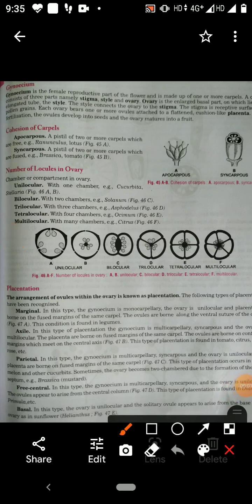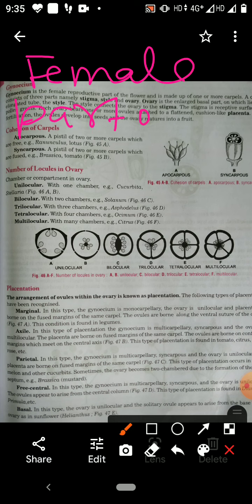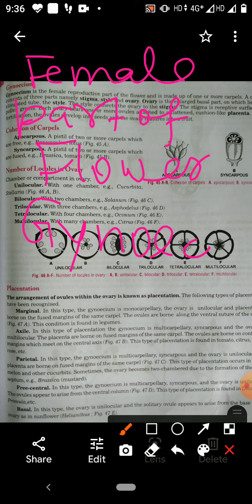Welcome children, you have to study now the female part of the flower. So what is the female part of the flower? The female part of the flower is gynoecium. It is the female reproductive part of the flower.